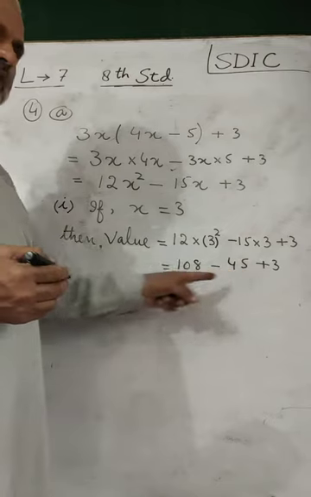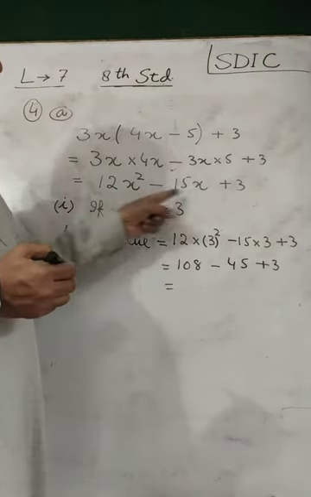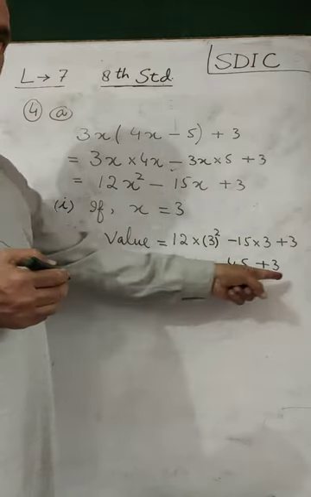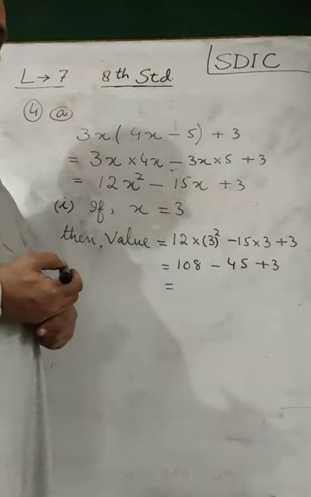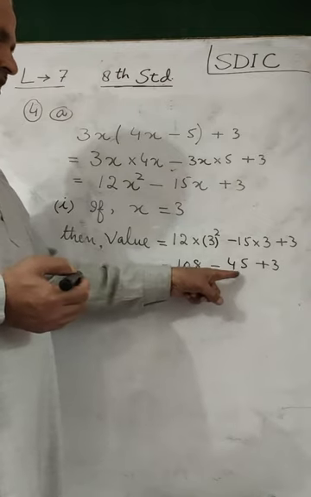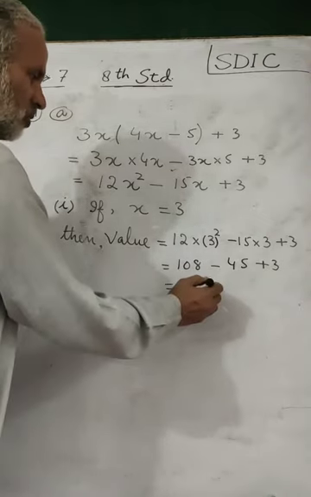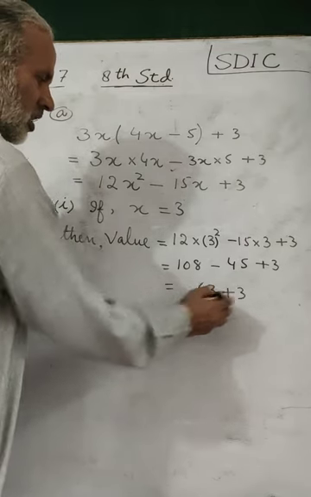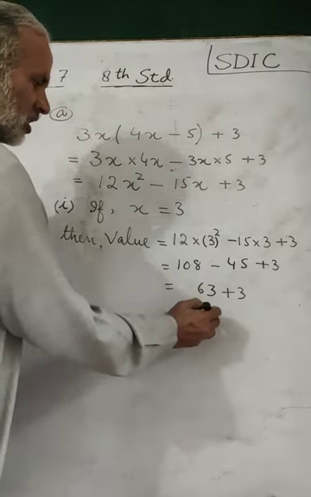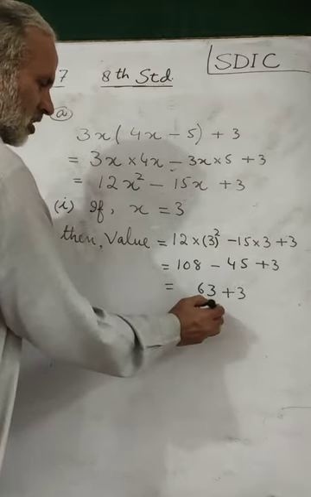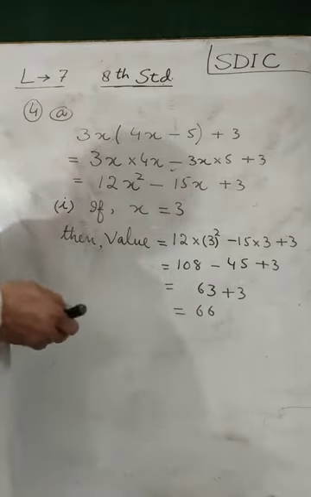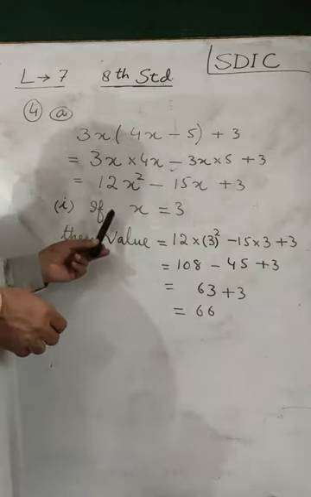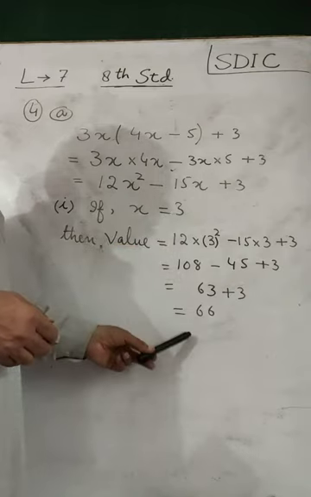Now, further combining them. Earlier we could not combine them further because we had unlike terms. But now here you have like terms. You can combine them now. You have to subtract 45 from 108. 8 minus 5 will be 3. 10 minus 4 will be 6. Then plus 3 also is there. 63 plus 3 is 66. The value of this expression when x is 3 is 66.